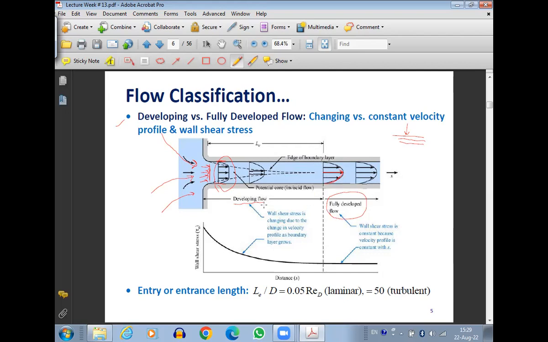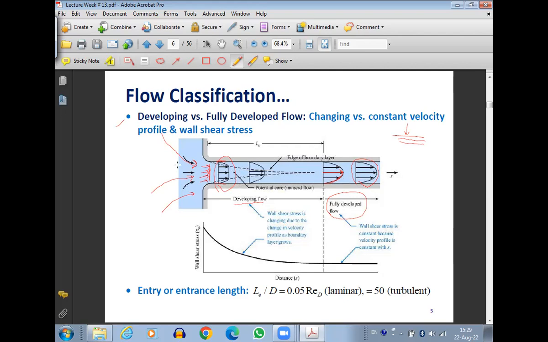So before that, you have the developing flow, and after that, you have the fully developed flow. In fully developed flow, the velocity profile is well developed. In developing flow, the velocity profile is continuously changing. It's developing. The effect of viscosity is being extended towards the entire flow, throughout the entire cross section of the pipe.